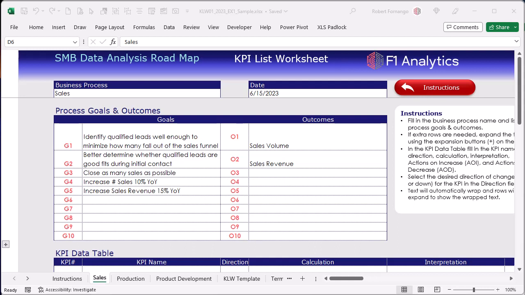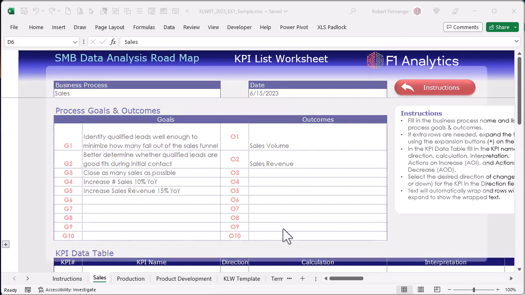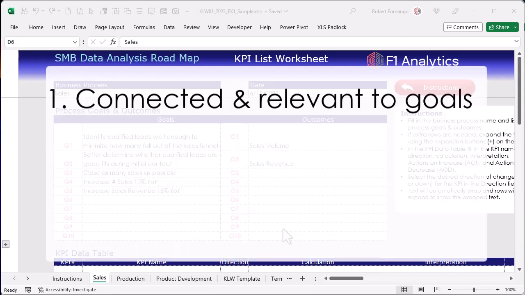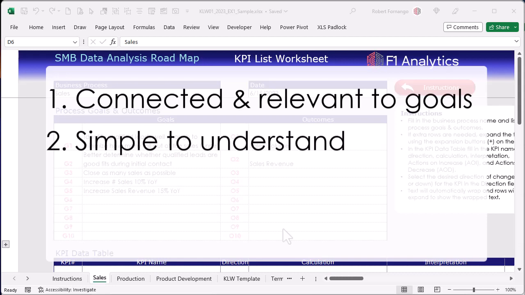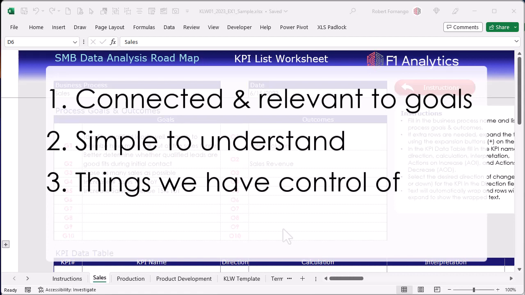Now remember, to develop the KPI list, you want your KPIs to have a couple of specific characteristics. We want them to be connected and relevant to business goals. We want them to be simple to understand. We want them to be things that we have control of. And then we want them to be actionable, meaning that when a metric changes in a certain direction, we want to know what we can do to either try to get it to go back in the other direction or to continue pushing it in the direction that it's moving.